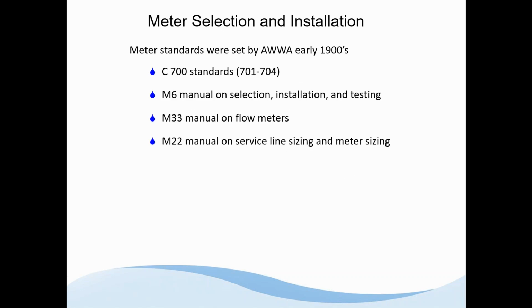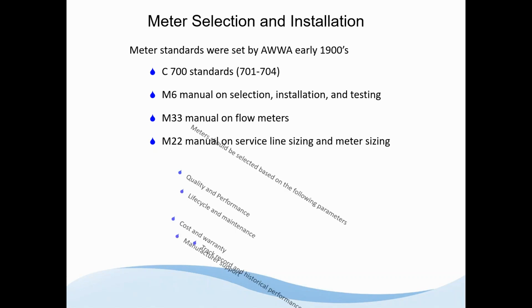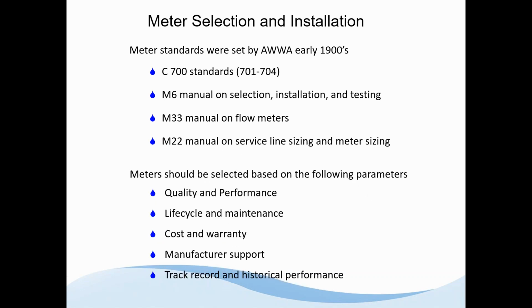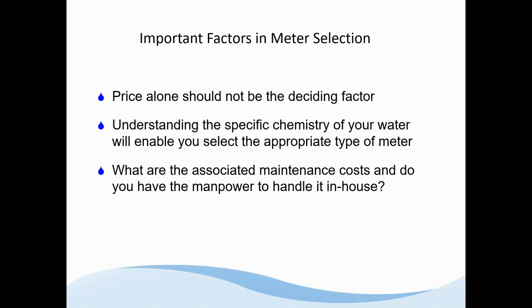Make sure you follow the C700, the M6, the M32 or M33, and the M22 on the proper sizing of your meters. That's really important, because proper installation makes your meter last longer and run longer. Meters should be selected based on the following parameters: quality, performance, life cycle, maintenance, cost, warranty, manufacturer support, and a track record of historical performance. Not just because it's the coolest thing you saw on the shelf. And price alone should not be your final decision.